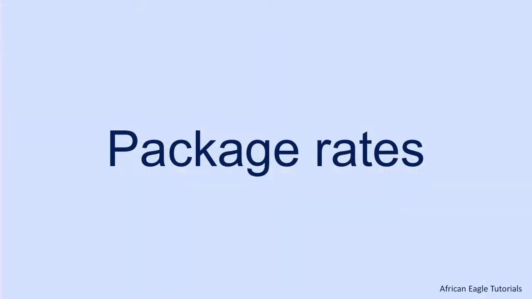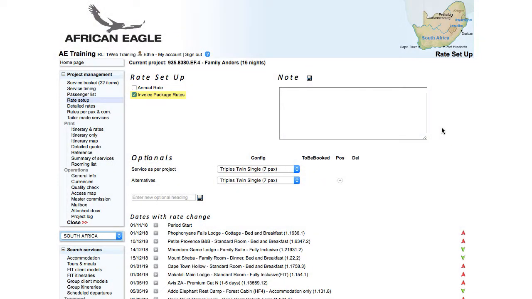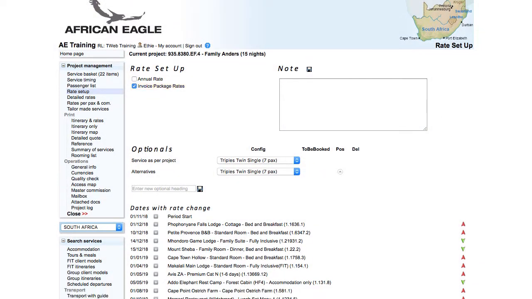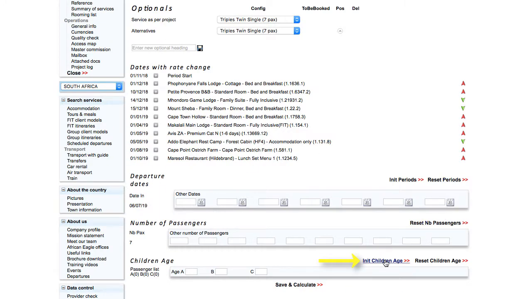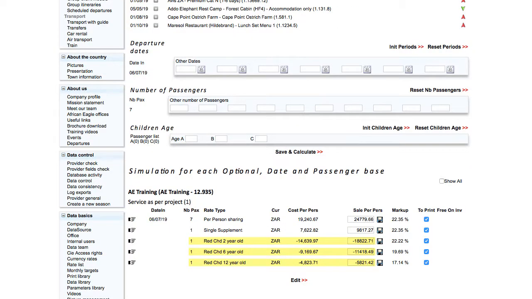When a project is quoted using package rates, it is possible to quote child reductions based on generic child ages. In Rate Setup, click Init Children Age or manually enter the ages, for example 2, 6, and 12. Click Save and Calculate. Note the child reductions calculated. This is useful when the quote is done at a time when the passenger list is not yet available and the ages of the children are unknown.